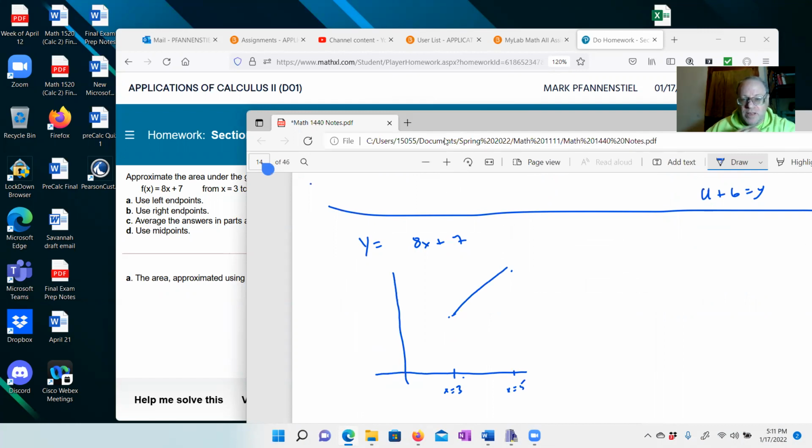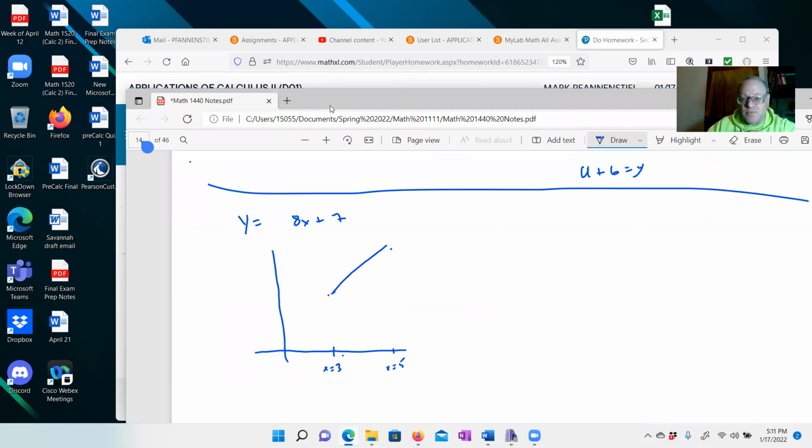It says we're going to use n is equal to 4. We've got to go from 3 to 5, so 5 minus 3 divided by 4. So we have 2 over 4, which is 1/2. I'm sorry about that. I don't know why this does this, but there we go.